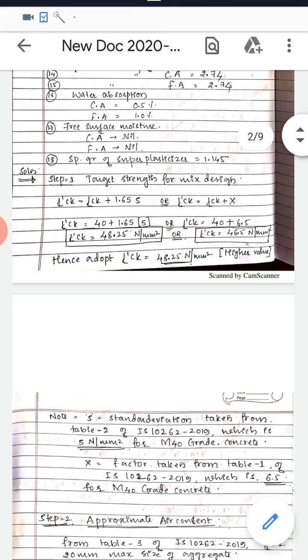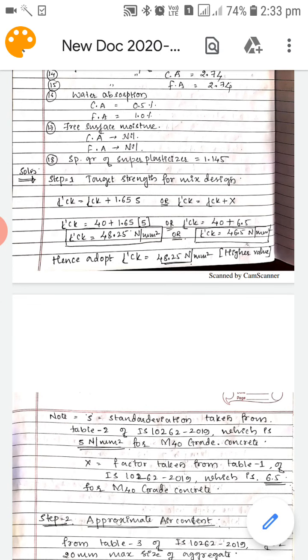Step 1 is to calculate the target strength. Always remember for all the steps, whatever data you're taking from the code book should be properly mentioned just like this. See, I have mentioned S is the standard deviation taken from table 2 of IS 10262-2019, which is 5 Newton per mm square. It is required to write this always. Whatever data you're taking from the code book has to be mentioned properly.